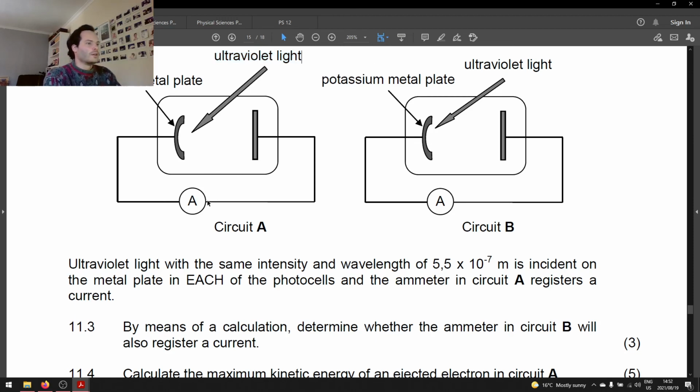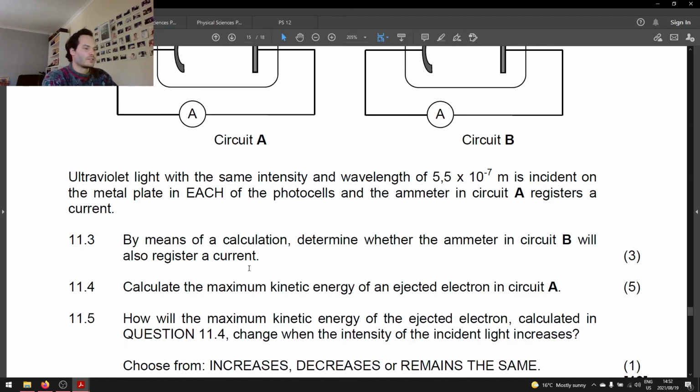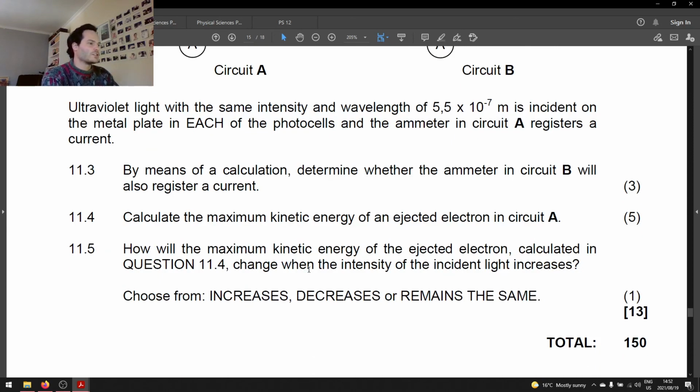But the kinetic energy of my electrons is not going to be influenced by the intensity. Intensity can only change my ammeter reading. It cannot release electrons with a bigger speed. It can just release more electrons at the same time. All right, so we can see very clearly here that my answer is going to be remains the same. The maximum kinetic energy of my ejected electron is going to remain the same.